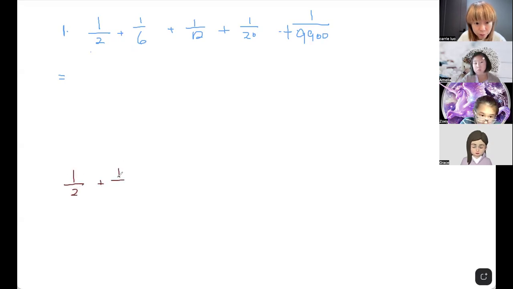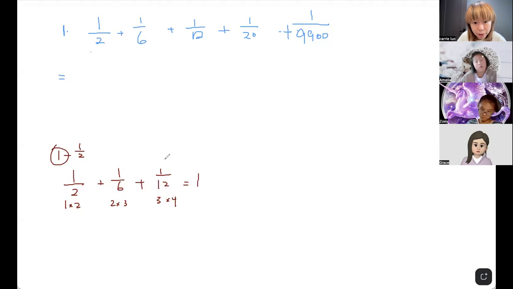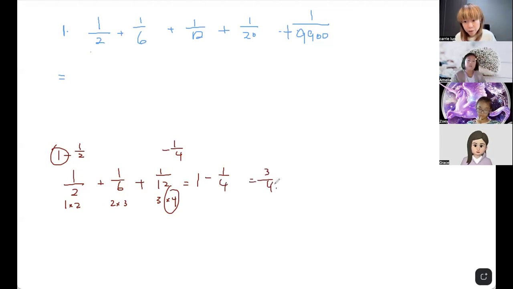Half plus 1 over 6 plus 1 over 12. Okay, so Grace and Amelia, why does half equal 1 minus half? Very good, Grace. You got the right answer. Good job. Because this one is 1 times 2, and this one is 2 times 3, and this one is 3 times 4, right? So this is exactly 1, the first one, minus the last one. So it's 1 minus a quarter equals 3 over 4. Okay, so I gave you some hint. Grace, good job. You got it right. Very good.